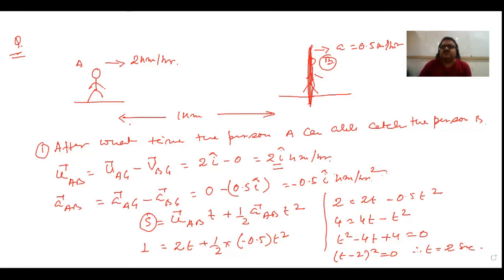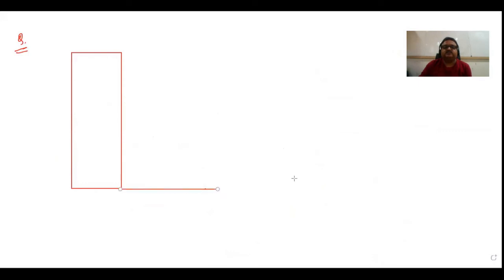Now let me show you a problem related to vertical motion. Correct? Now think about a question. Suppose there is a tall building and a person standing on the ground, throwing a ball upward with a speed of, say, for example, 50 kilometers per hour.